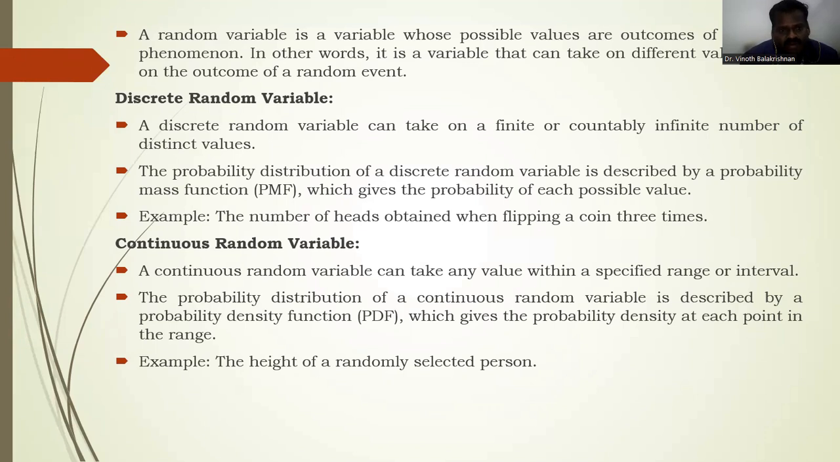From this random variable, we construct probability distributions. That is called the discrete probability distribution, and its distribution function is called the probability mass function. This mass function gives the probability of each possible value, which should be discrete. For example, the number of heads obtained when flipping a coin 3 times. When we flip the coin 3 times, we get 8 possible outcomes. That sample space we know.